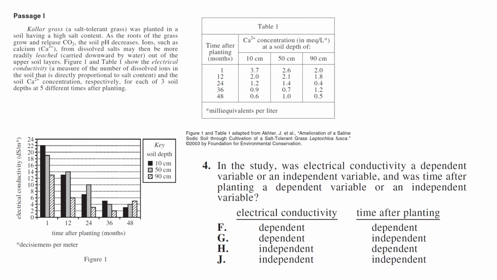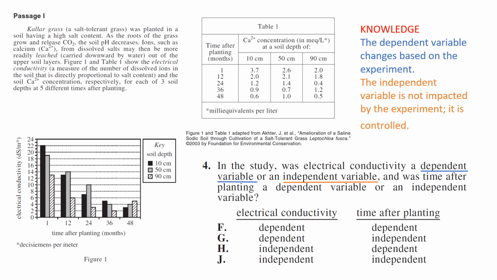In the study, was the electrical conductivity a dependent variable or an independent variable, and was the time after planting dependent or independent? So we have 2 columns we're looking at, and we have some knowledge here. You have to know that the dependent variable changes based on the experiment. The independent variable is not impacted by the experiment. It is controlled. So the dependent variable is essentially the results. The independent variable is the thing controlled by the experimenter. So electrical conductivity, we can see that changes as we look across. We have different results. So that is a dependent variable. Time after planting is controlled by the experimenter. It's not a result of the experiment. So that is an independent variable. So your answer is G.